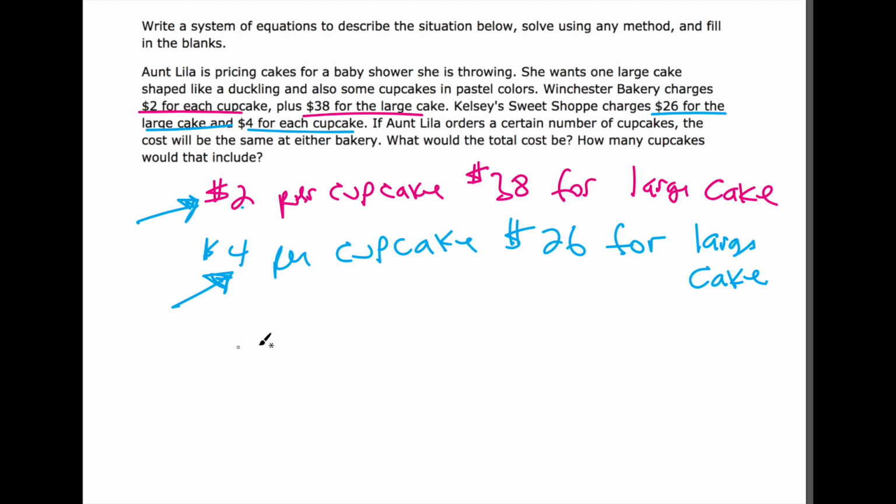All right, so we look at the question to see what we want to set our variables to. We want total cost and how many cupcakes. So I'll say that y equals total cost. I set it as y because usually y is your dependent variable, so y is a result of x. The cost depends on the number of cupcakes, so x is the number of cupcakes.